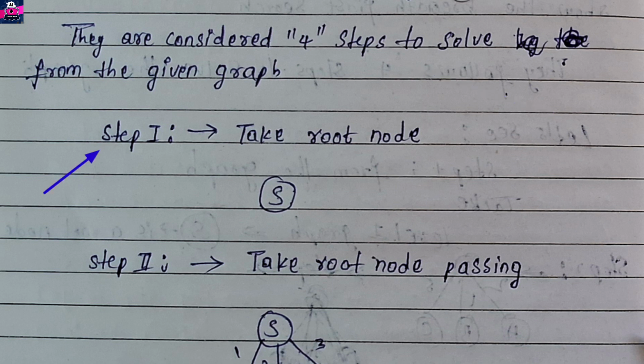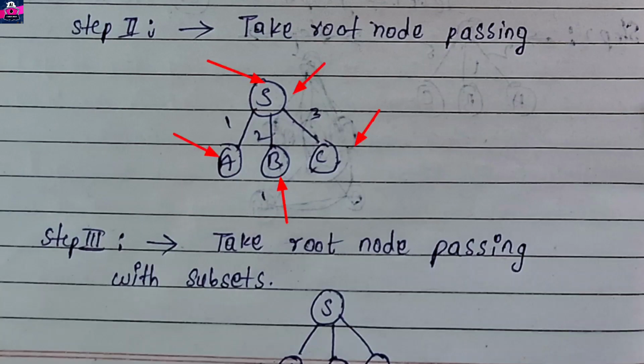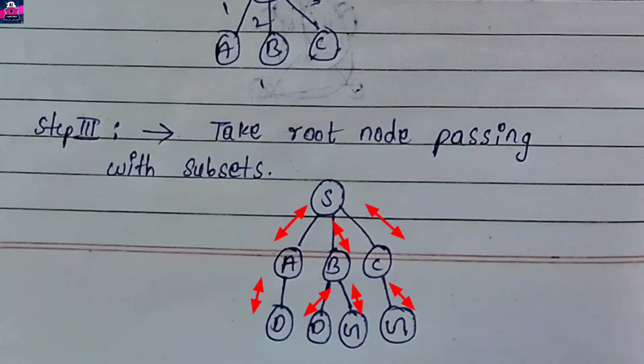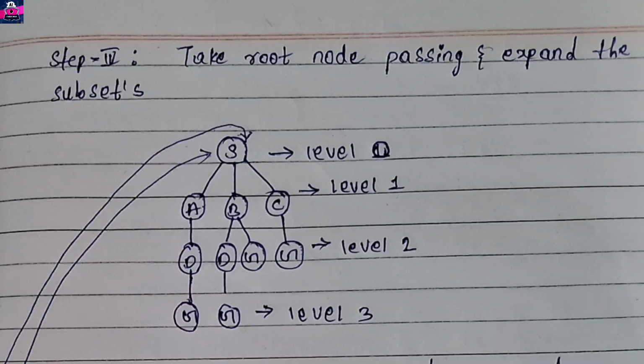Step 1: take the root node S. Step 2: take the root node passing: S to A, S to B, S to C and their values. Step 3: take the root node passing with subsets: S to A, S to B, S to C, then A to D, B to D, G and C to G. Step 4: take the root node passing and expand the subsets from step 3.